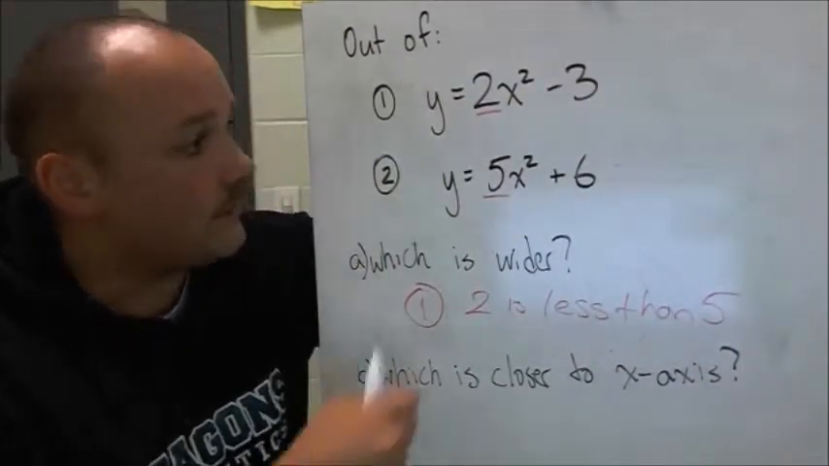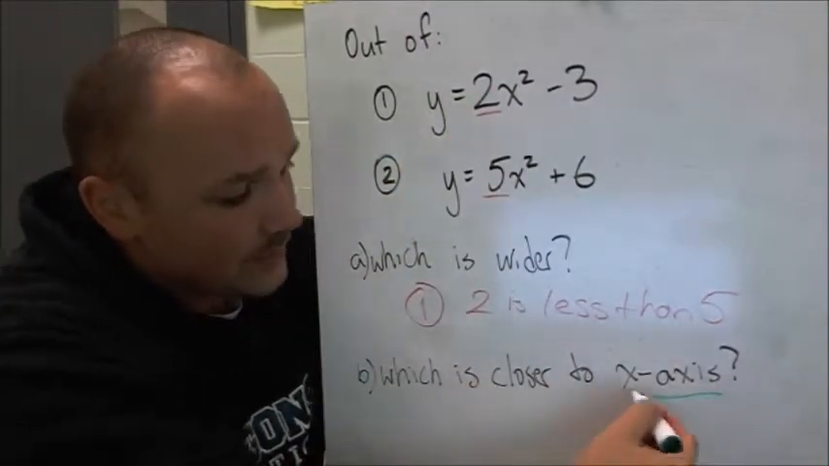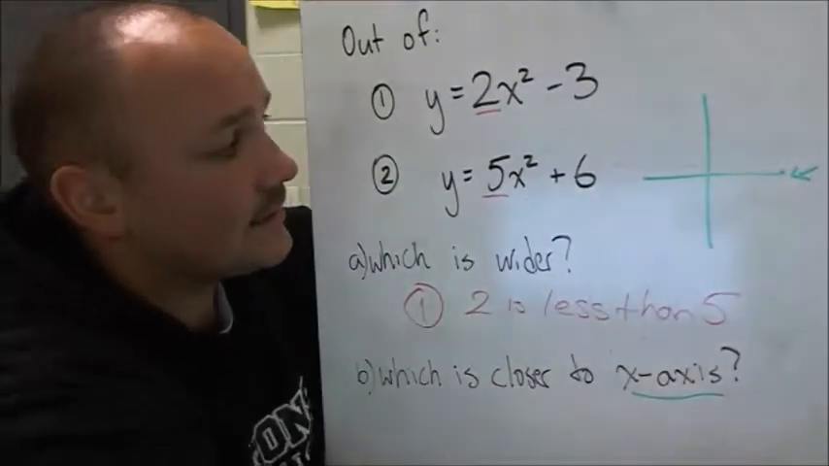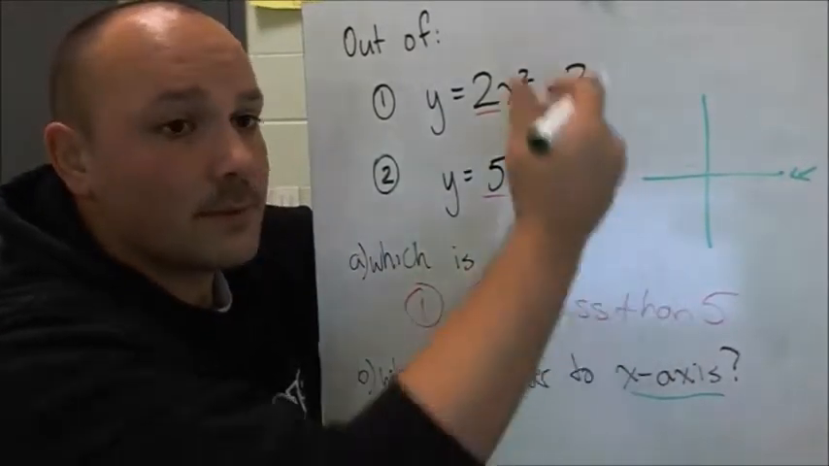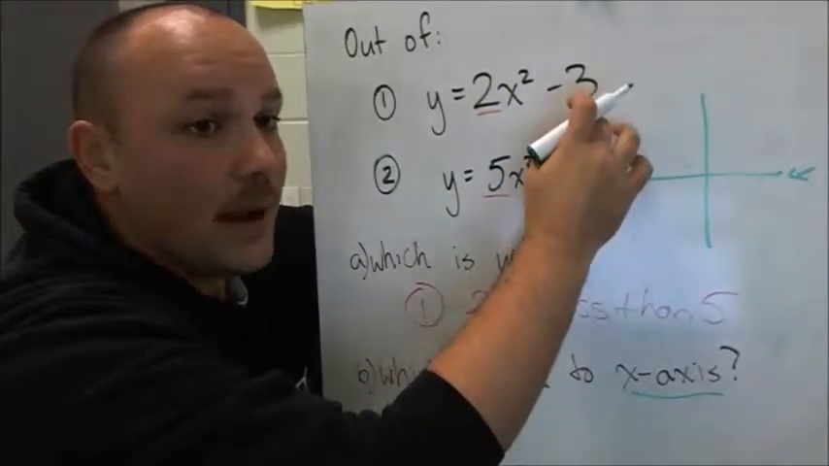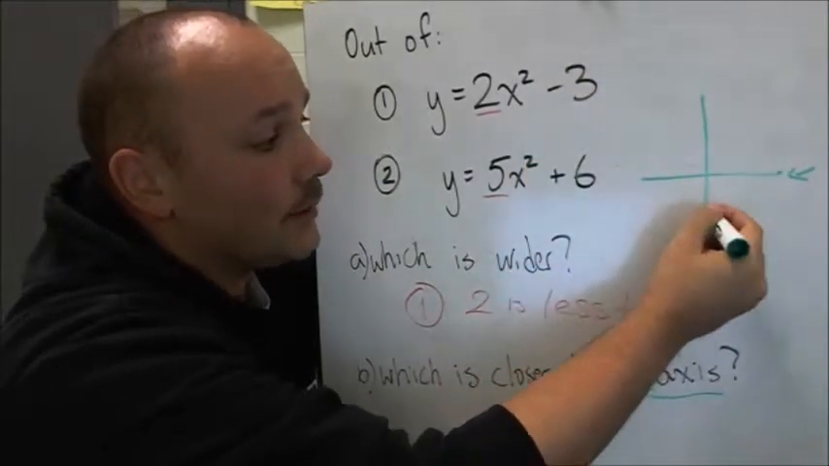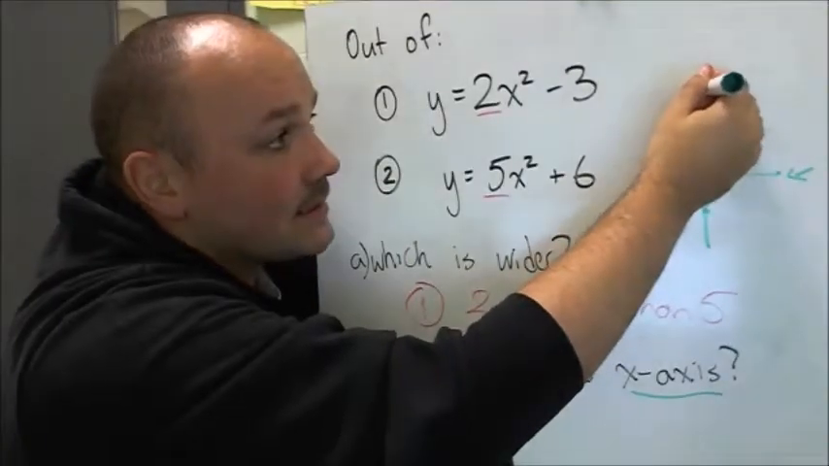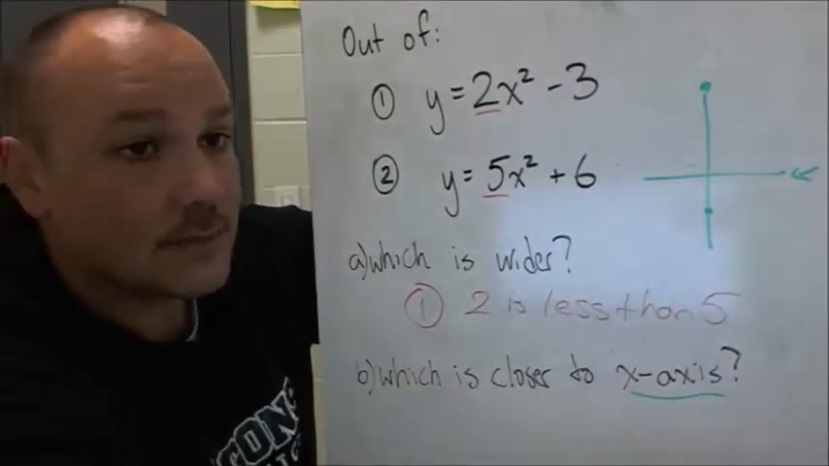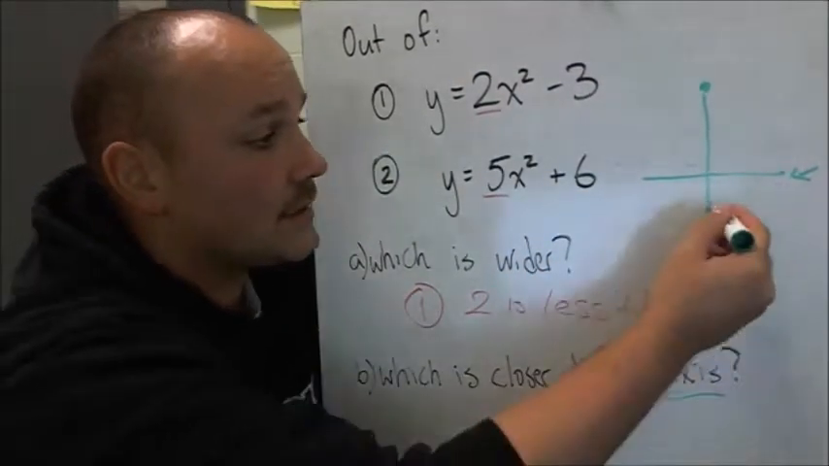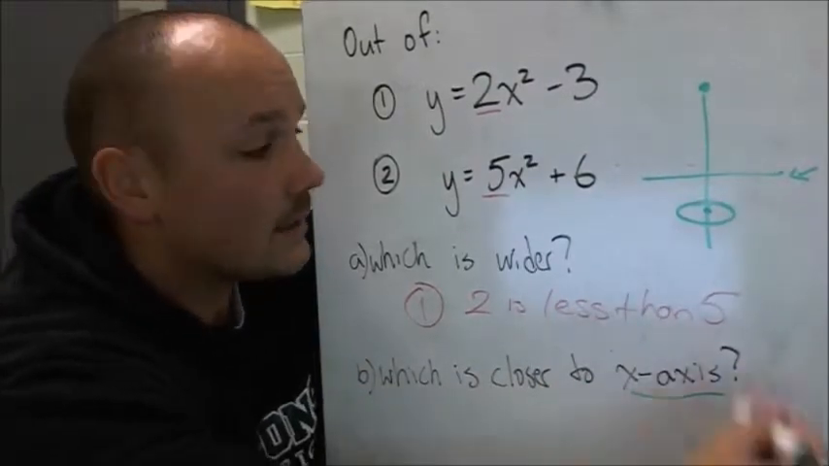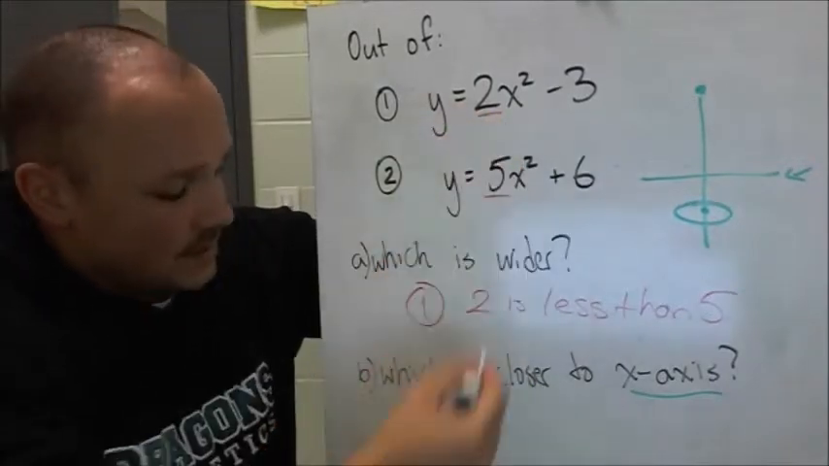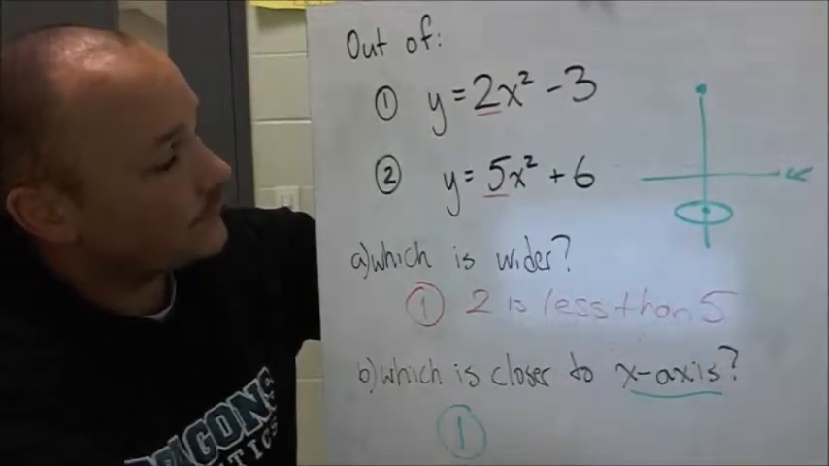Which one of these two is closer to the x-axis? Okay, well, remember on a graph, this is the x-axis, right? And this number moves the parabola up or down. So this parabola is going to be moved down 3, right? This parabola is going to be moved up 6, right? So which vertex is going to be closer? Which parabola is closer to the axis? It's that one, right? Because that's closer. This one's only 3 away. This one's 6 away. So number 1 is closer, right?